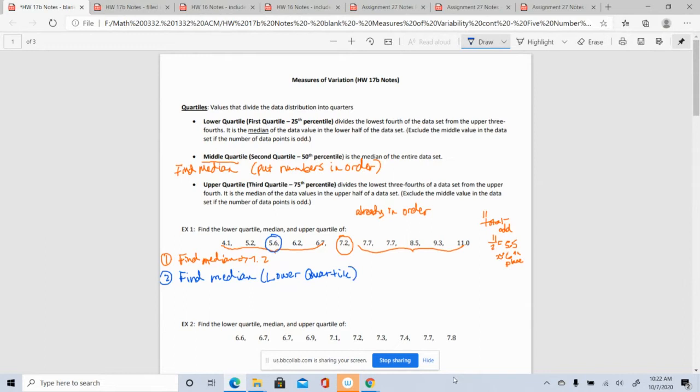I kind of shy away from saying the median of the lower half, but that's really what you're doing to find the lower quartile. Again, there's 5 of them, so we could have taken 5 divided by 2, rounded up to 3, that's in the third place, but you can tell which one it is right here. We could have done 5 divided by 2 equals 2.5, which is in the third place.